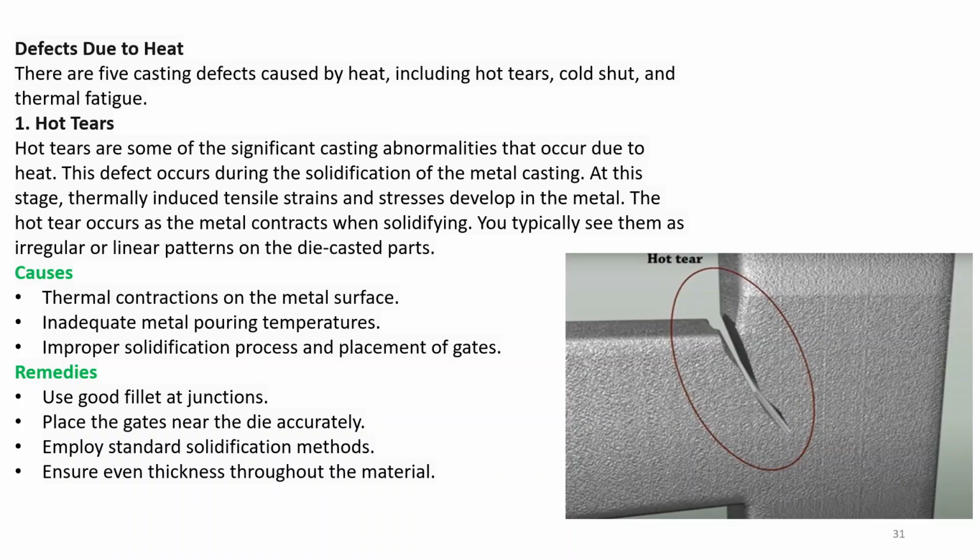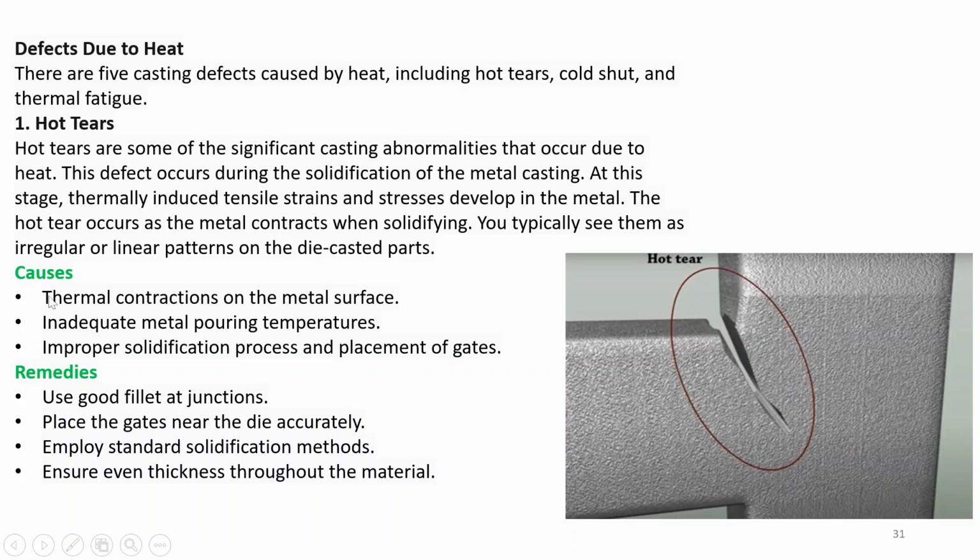and this defect occurs during the solidification of the metal casting, and at this stage thermally induced tensile strains and stresses develop in the metal, and the hot tear occurs as the metal contracts when solidifying, and you typically see them as irregular or linear patterns on the die casted parts.